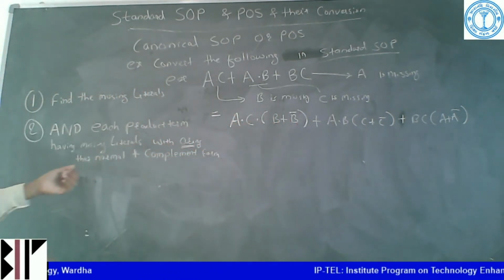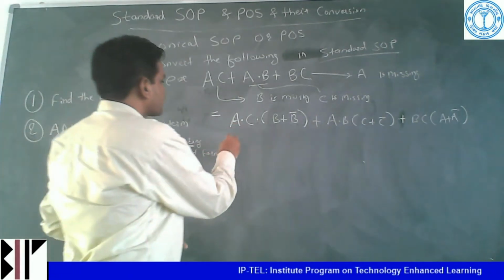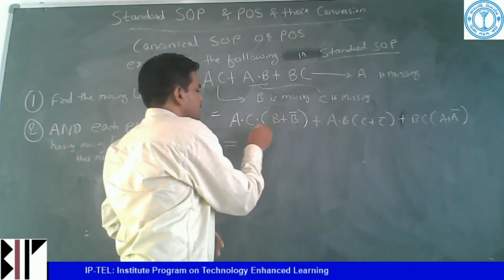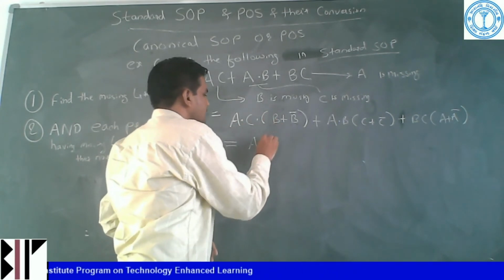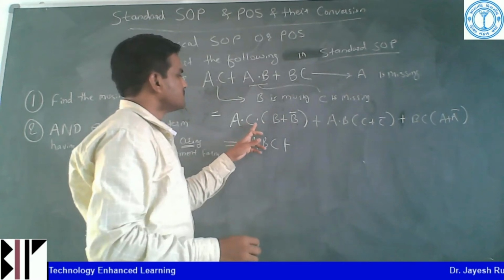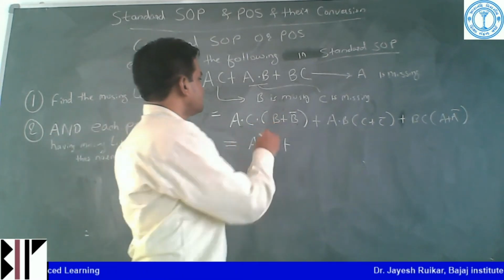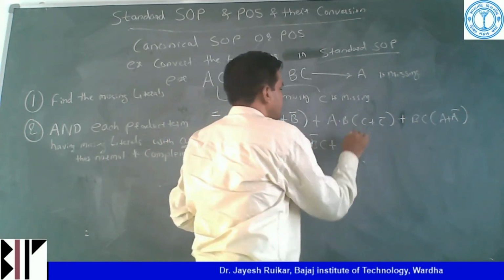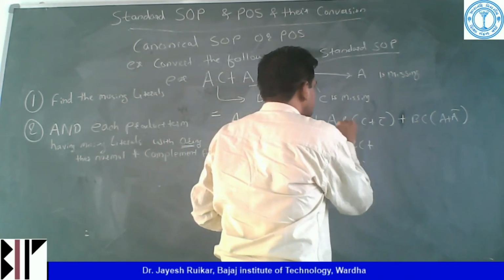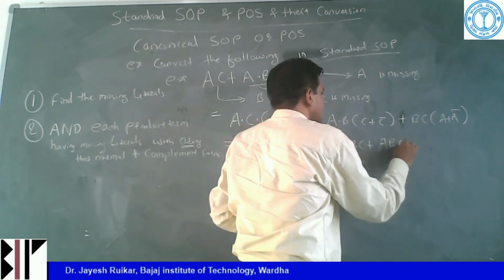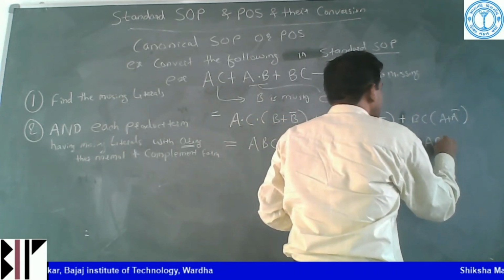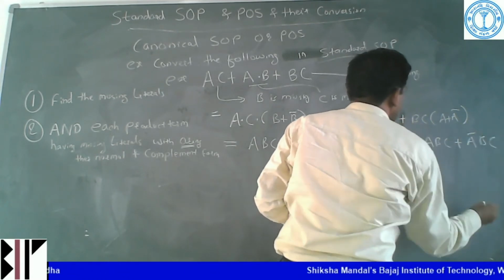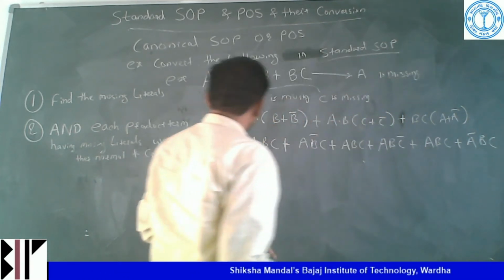The next thing we have to do is distribute this. AC and B bar, so we multiply: ABC plus AB bar C, and then plus ABC plus ABC bar, plus ABC plus A bar BC. Okay, A bar BC.